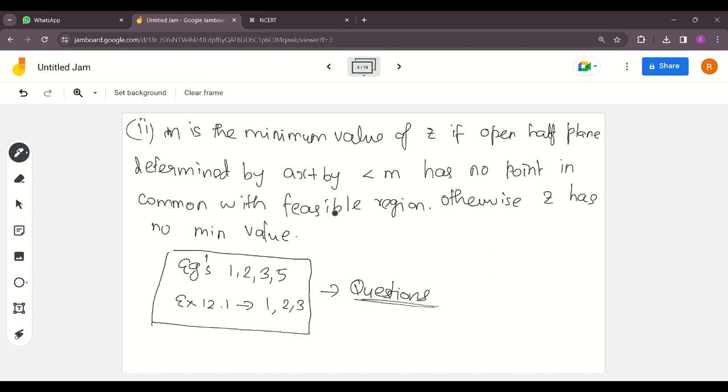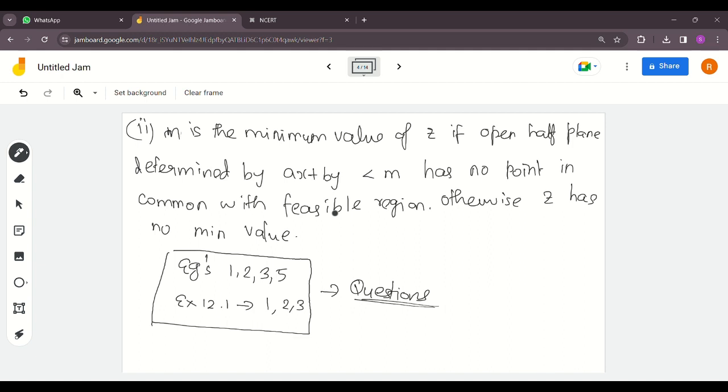Now if you plot these 4 values in a graph, you can see that the feasible region is bounded. That is, all the points lie inside the region. So that is called a bounded region. If some points lie outside the region, then it is called unbounded. If most of the points lie outside the region, it is called unbounded. Here most of the points lie inside the region, so it is a bounded region.